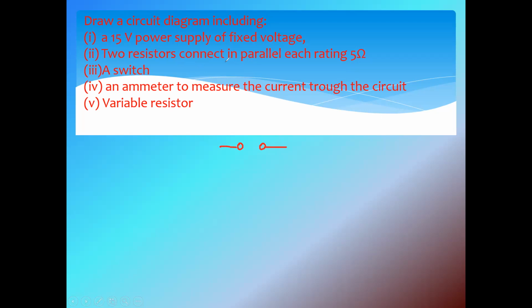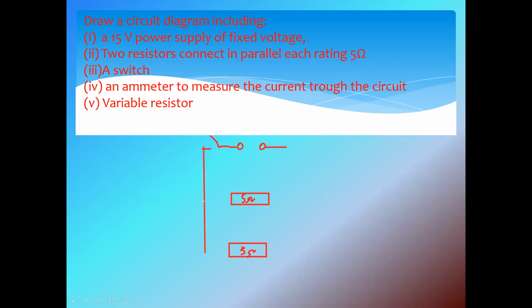Two resistors are connected in parallel, each rated 5 ohm. What is the circuit symbol for a resistor? It is a rectangular box, and each has a rating of 5 ohm, meaning each has a resistance of 5 ohm. A switch should be there next to the supply. An ammeter to measure current through the circuit. Current through the circuit means we want to measure the total current in the circuit.